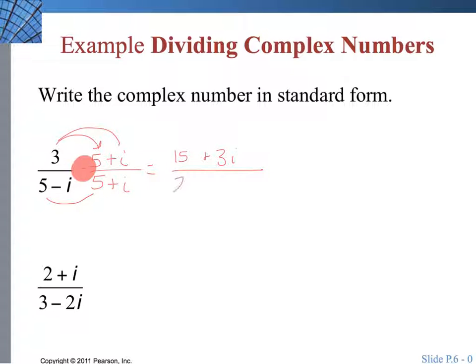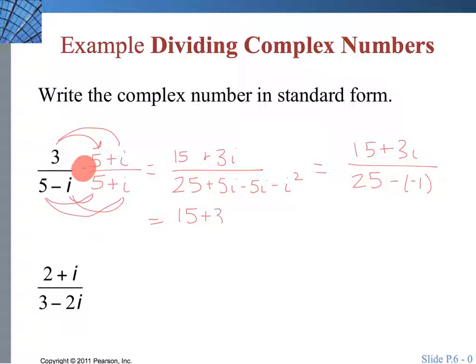So I take 5 times 5, which is 25. My outside term is 5i. My inside term is negative 5i. And my last term is a negative i squared. Here's the beauty of complex conjugates. I multiplied those together, and my inside terms, that 5i and negative 5i, go away. I'm left with 15 plus 3i over 25 minus a negative 1. I'm left with a real number on the denominator. I have 15 plus 3i over 26.